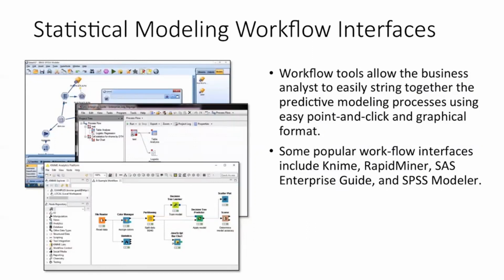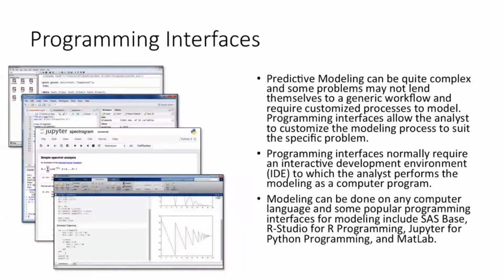So the idea behind all these interfaces is you already know what kind of processes you want to model. You just want to connect them one after the other and then run the model using a point and click. Of course, predictive modeling can be quite complex, and some problems are really hard to do on a spreadsheet or using a generic workflow interface. So this is when programming comes into the picture. If the model is too complex or the relationship is just too specific that you can't use a spreadsheet or a workflow interface, then you'll have to go to programming.